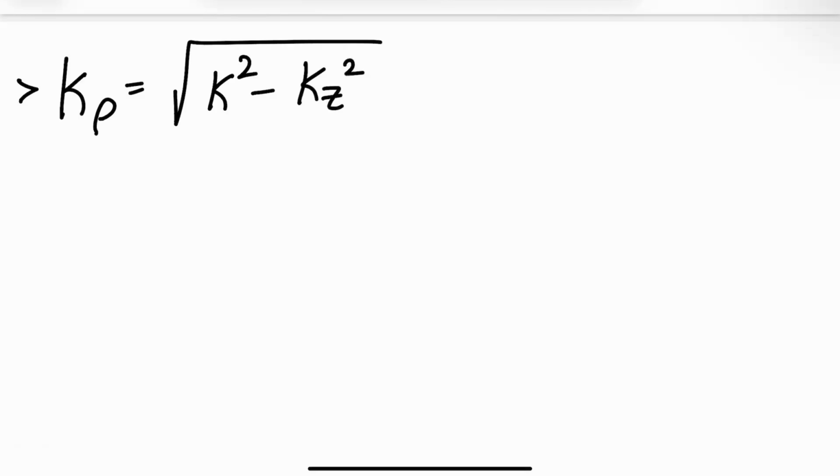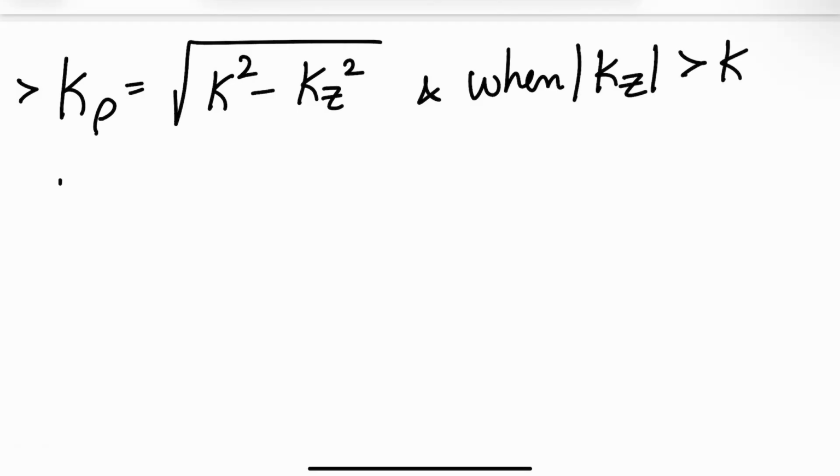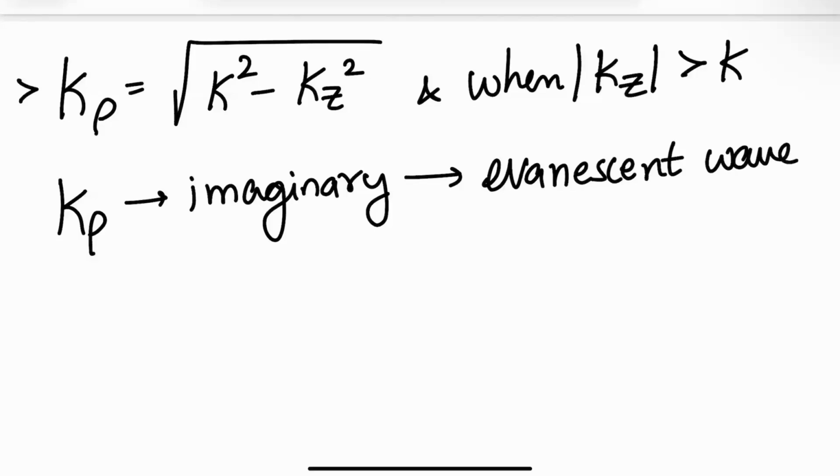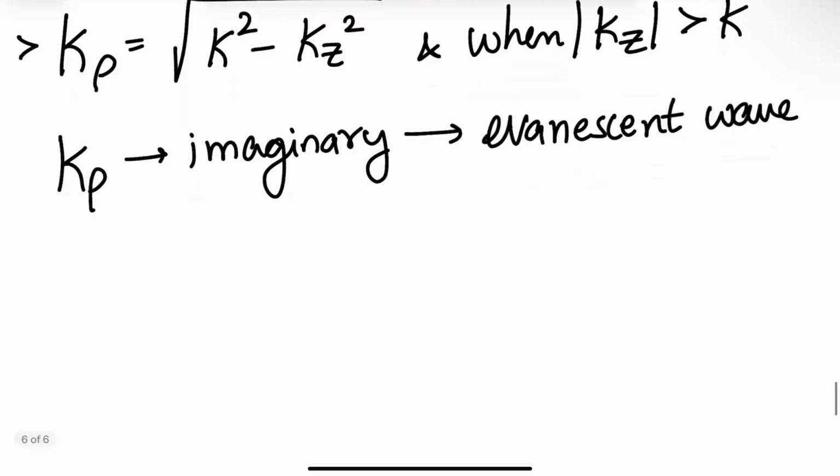Okay. Now I want to discuss another slightly different class of solutions, which arise when, we know that k rho is square root of k square minus kz square, right? And when mod kz is greater than k, k rho becomes imaginary. And we saw that when k becomes imaginary, this is essentially an evanescent wave. So how do you actually represent evanescent waves in cylindrical coordinates, right? So we want to see that next.